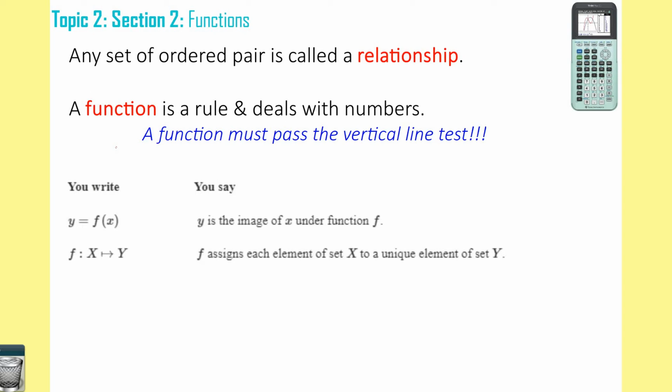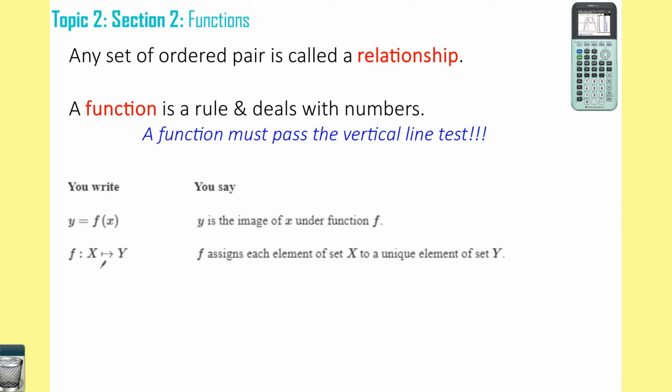Functions are rules. When you deal with numbers, they have to pass the vertical line test. And this is function notation. I usually say f of x is a fancy way of saying y, because when you talk about functions, usually it's real world problems. So you talk about input and output. If I have this, what will I get? x would be what you're putting in, and f of x is what you're getting out. So the y would be the output.